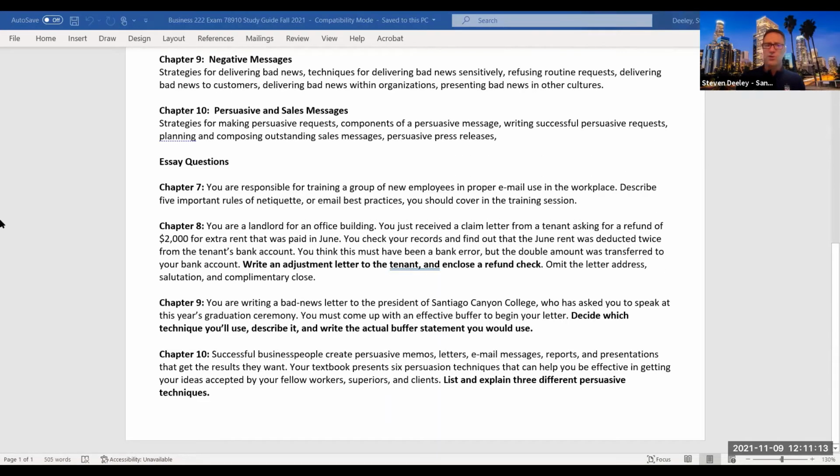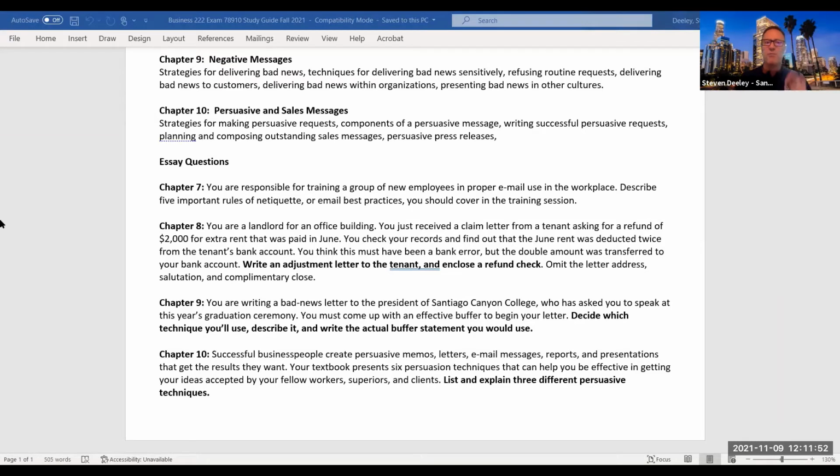And then you've got 4 short essay questions, 1 for each chapter, and I've got them listed right here for you. So you have these questions in advance. Try to prepare yourself, maybe outline a response before you begin working on the test. Chapter 7, here's your question. You're responsible for training a new group of employees in proper email use in the workplace. Don't laugh. I know companies that do this now, because there's an image, information, and clarity that they want their employees to project in their messages when they're working with customers.